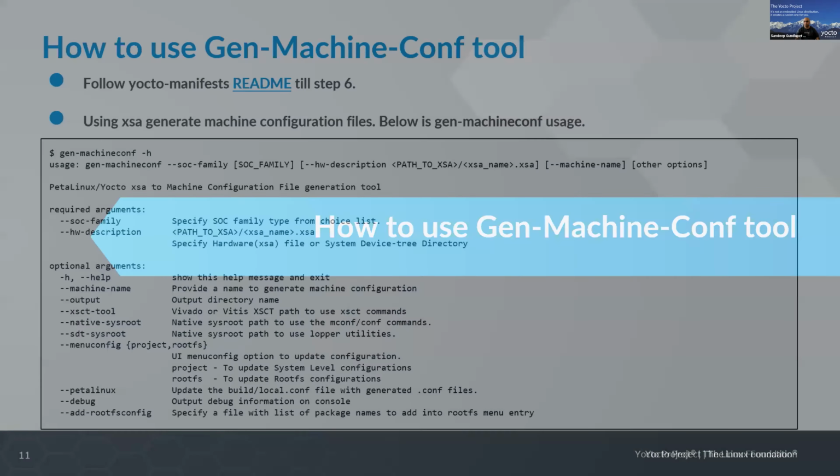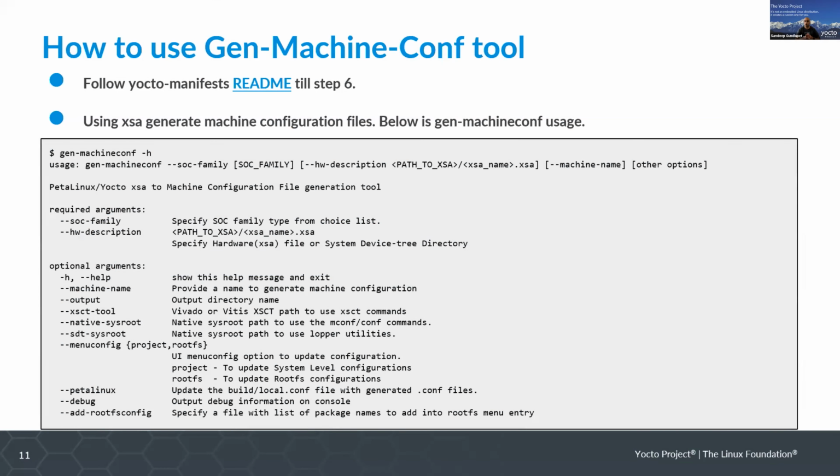Cool. So for how we're going to use this Gen-Machine-Conf tool, we have some README instructions specified in the link here, and users can follow this README. The first thing is the prerequisites to use Gen-Machine-Conf. First, you need to have an XSA file, and next, you need a tool called XSCT to be installed along with your EDA tools like Vivado or Vitis.